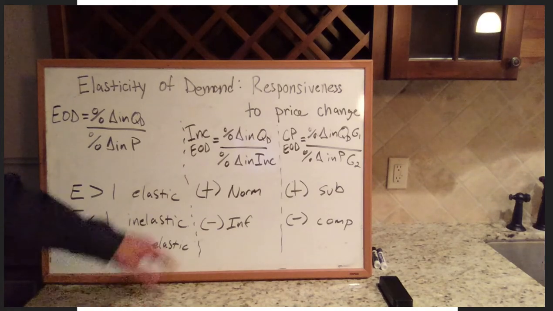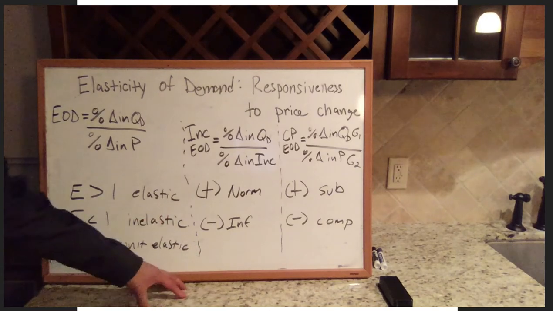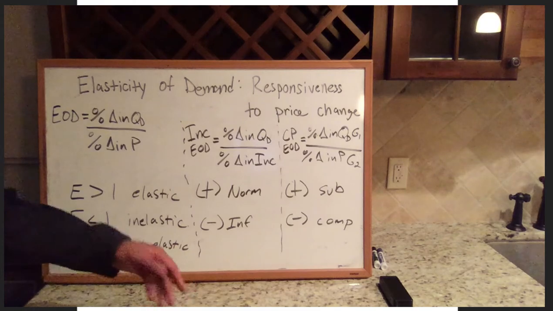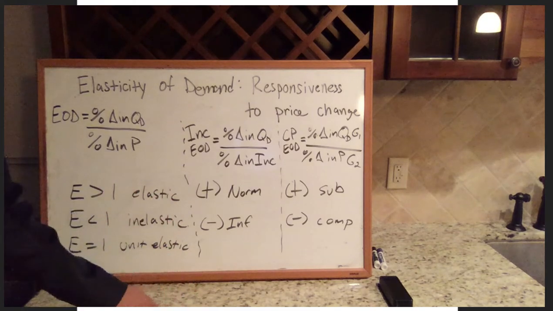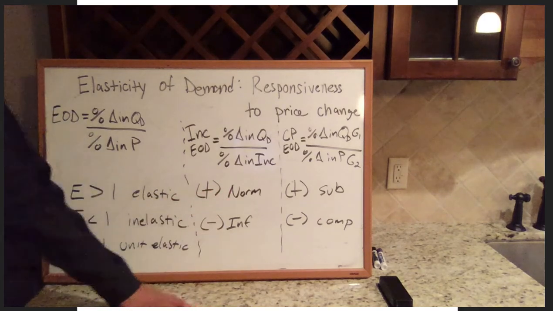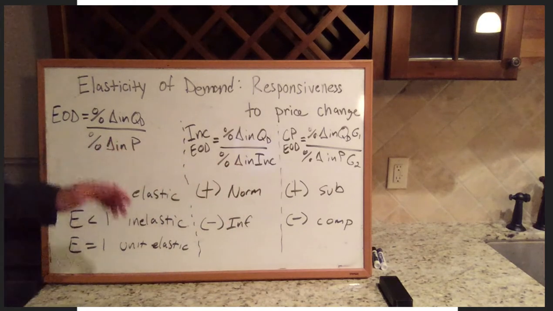If it's a positive value, that means it is a normal good. A normal good means the more income you have, the more you consume of this product. Now, if it's negative, that means it's an inferior good. So the less income you have, the more you consume of this product. Those are the two important ones to know for income elasticity of demand. Again, it's only based on income, not price change.